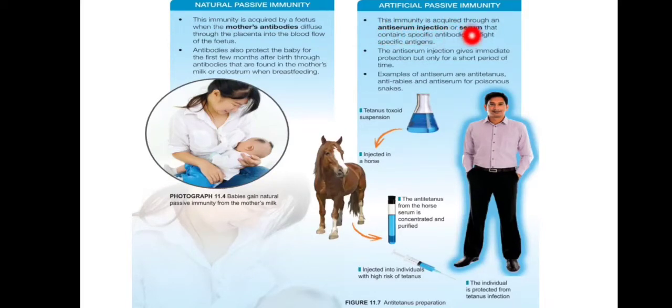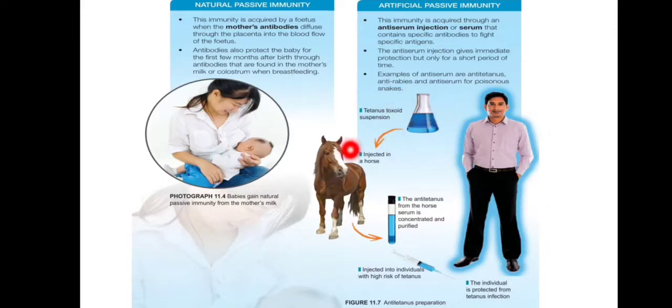This immunity is acquired through an anti-serum injection or serum that contains specific antibodies to fight specific antigens. So di sini adalah dia inject antibody lah. Okay, kita panggil dia anti-serum. What is anti-serum? This is the blood serum, okay, our blood serum containing the antibody specific for certain pathogen atau antigen. Okay, so the anti-serum injection gives immediate protection but only for a short period of time. Examples of anti-serum are anti-tetanus, anti-rabies, and anti-serum for poisonous snakes.